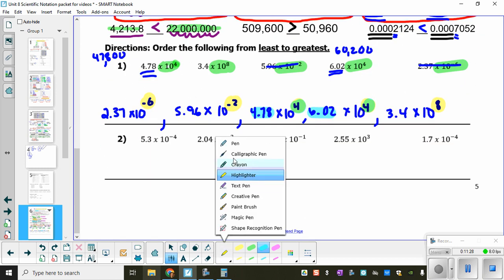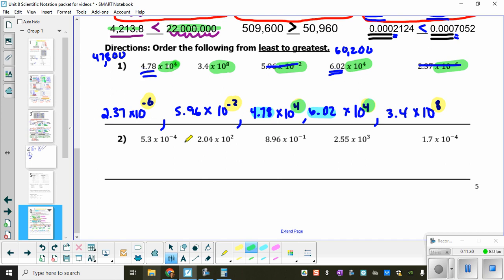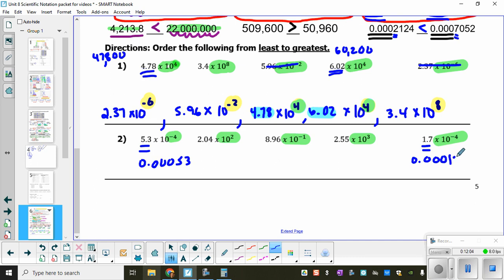All right, and now we have one more here to try. So again, let's just go after our exponents. I see a -4, a 2, a -1, a 3, and a -4. So let's practice with these negatives here. If we have a -4 and a -4, let's just look right here at this number and this number. Okay, this one is going to be 0.00053. This one's going to be 0.00017. So again, the -4s, they tie.